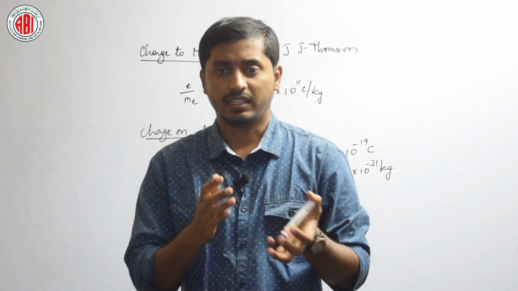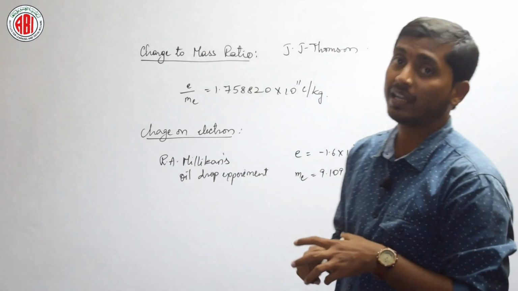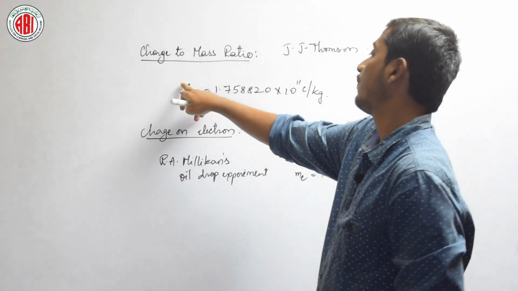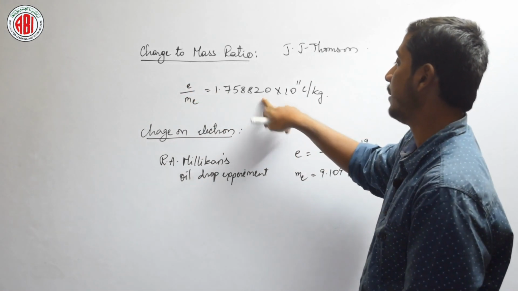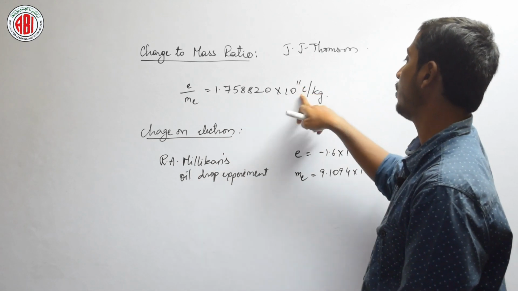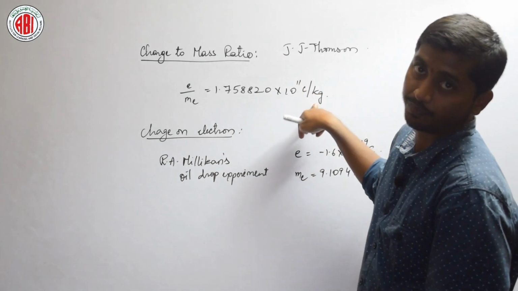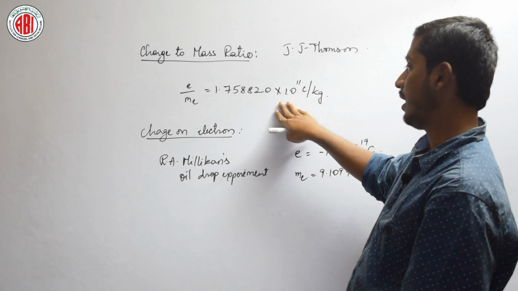Is it clear? From that experiment, he concluded that the ratio of charge to mass of an electron is given by 1.758820 × 10^11 coulomb per kg, right. This is the ratio he gave.